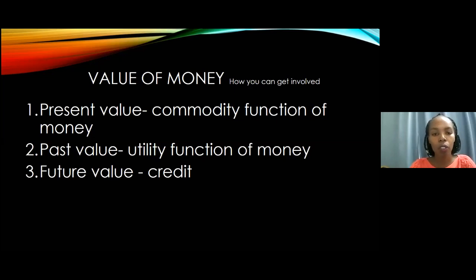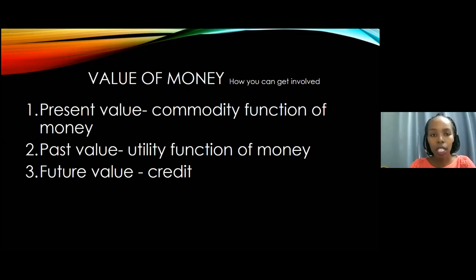Then we have the future value, and the future value of money or Ubricoin is when we offer credit or loans using Ubricoin. You will be able to borrow some Ubricoins and go create a value for the future. Like when you want to borrow money to construct a house, that value will be created in the future, not at that particular time. And that is the future value of Ubricoin.